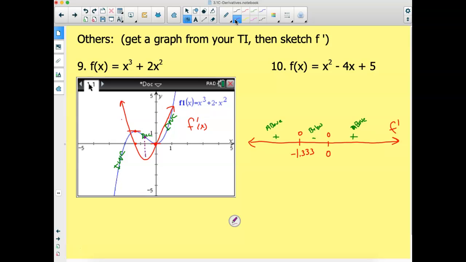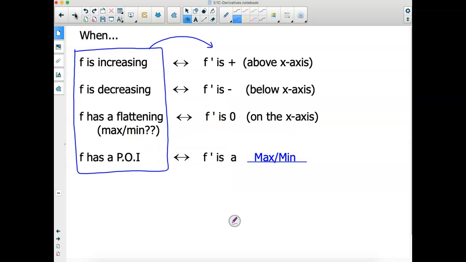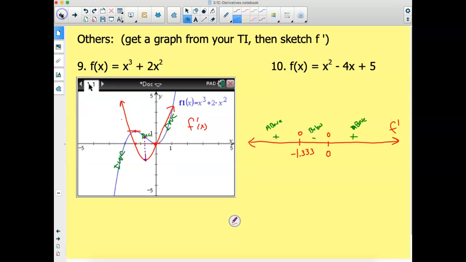What did that translate to? Oh, in this case, it translated to a minimum value on f prime, okay? So that's what I mean by the bonus information right here. If f has a point of inflection, f prime has a maximum or a minimum. Well, the second example here, number 10, I'll let you do that one on your own. I'm not going to go through that.